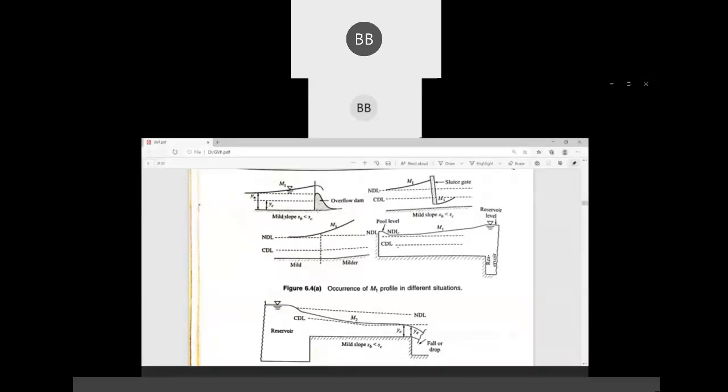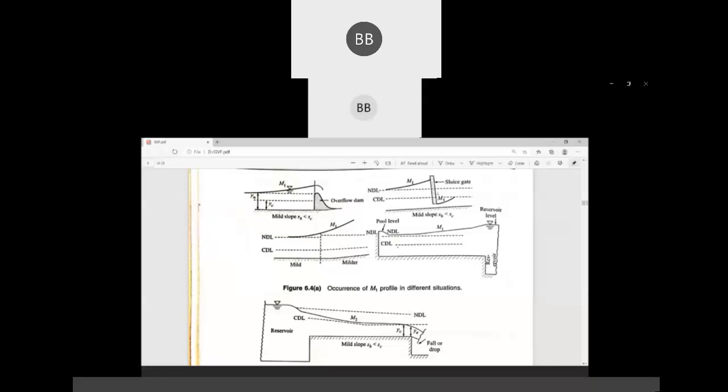In the downstream, the slope will be steep. In the upstream our slope will be mild, so Sb is less than Sc and the normal depth will be greater than yc. So definitely the profile is gradually increasing and is in zone 1. We can say the M profile is in zone 1, which is why we have written M1 profile.